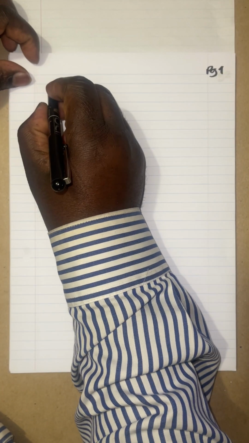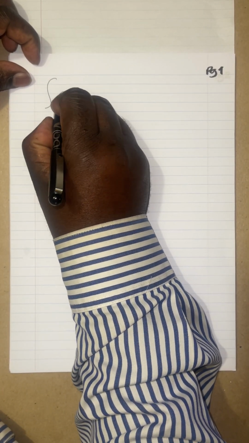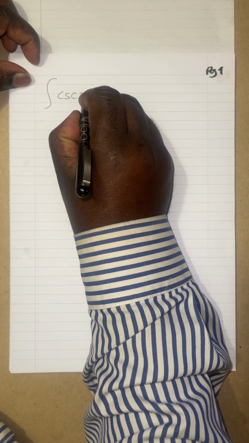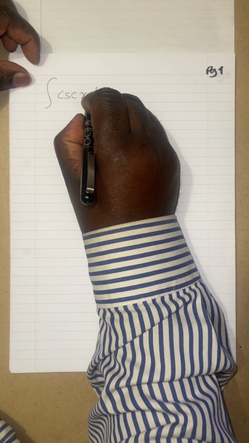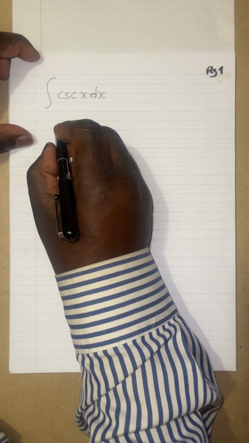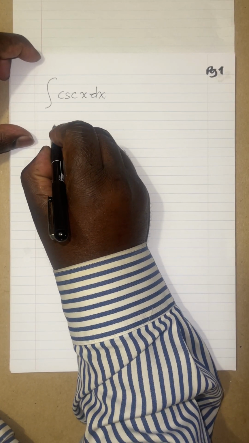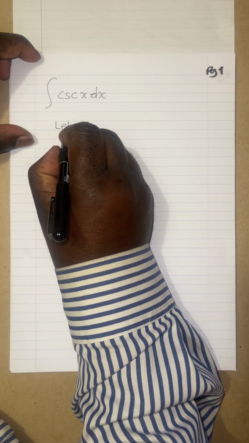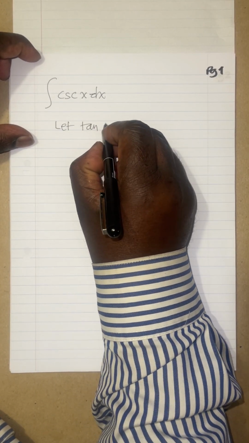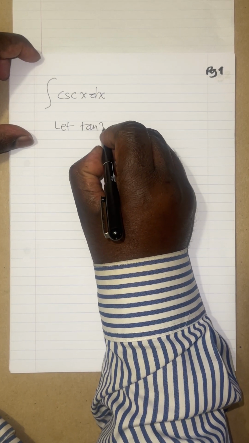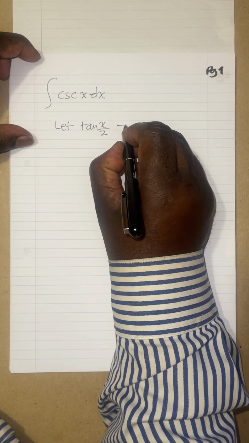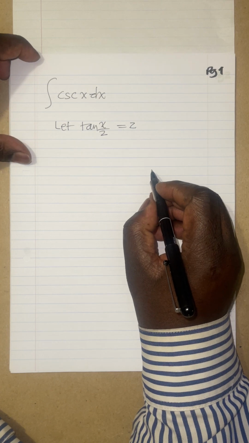The integral of cosec x dx by using z-substitution. So it goes as follows. The starting point is we say let tan, remember we are dealing with x here, so we're going to take x over 2 be equal to z. Now what does this mean?